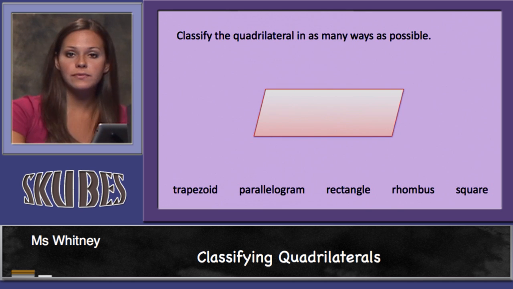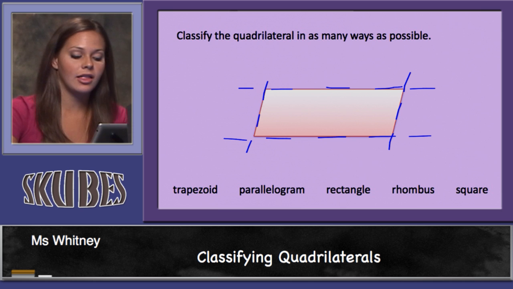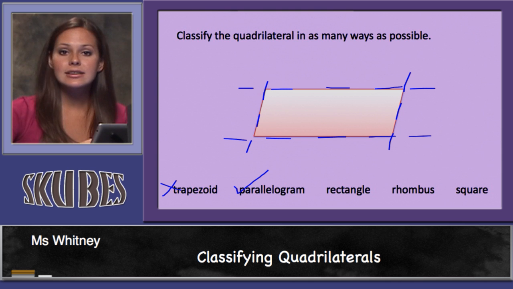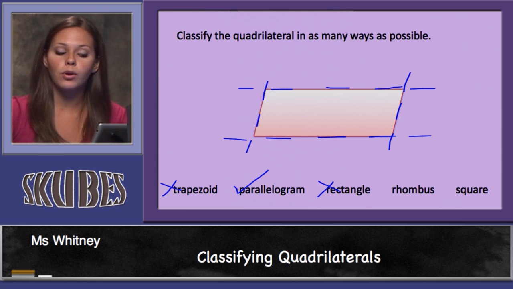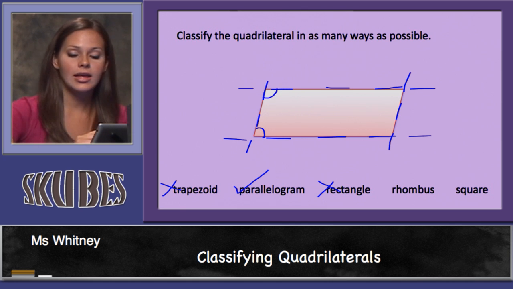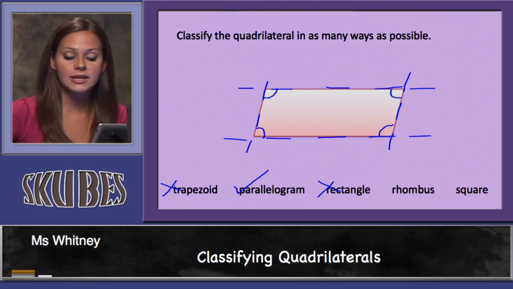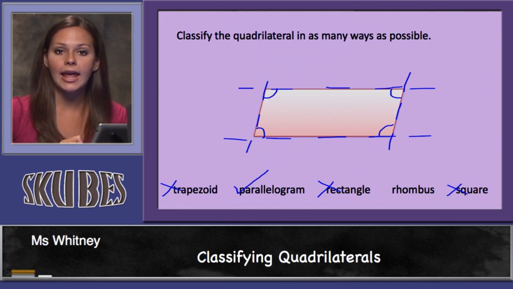Let's look at this shape. First, we'll find the parallel sides. This shape has two sets of parallel sides. It is not a trapezoid, it is a parallelogram. It is not a rectangle because it does not have 4 right angles. I see an acute angle, an obtuse angle, an acute angle, and another obtuse angle. This shape is not a square because squares also must have 4 right angles.